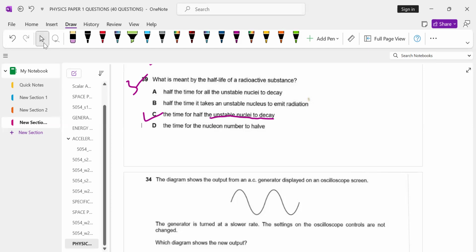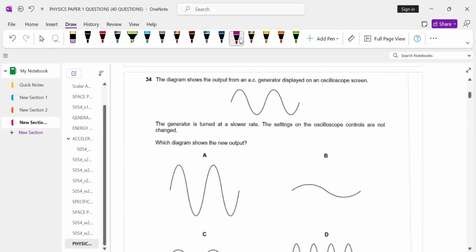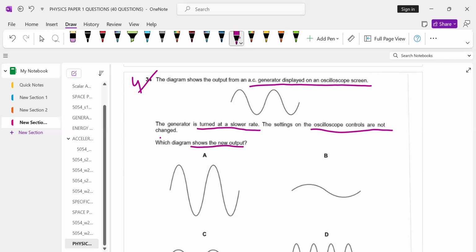So now let's move towards question number 4. The diagram shows the output from an AC generator displayed on an oscilloscope screen. So this is the output displayed on the oscilloscope screen. The generator is turned at a slow rate, and the settings of the oscilloscope are not changed. The control settings aren't changed. So what is the new output?